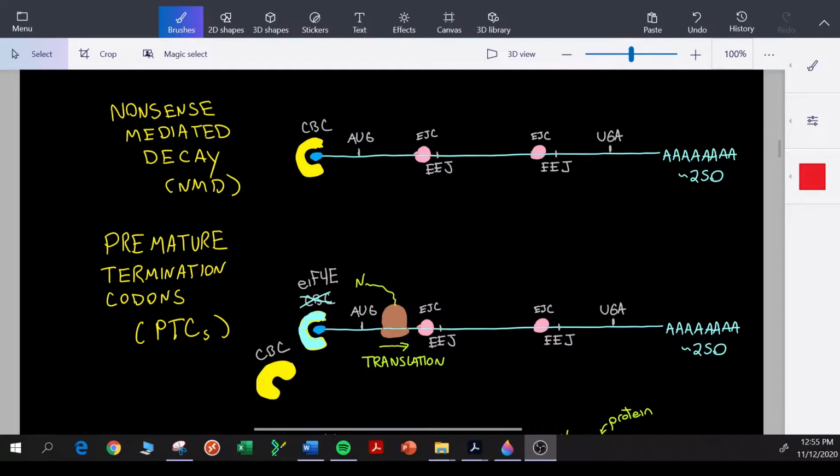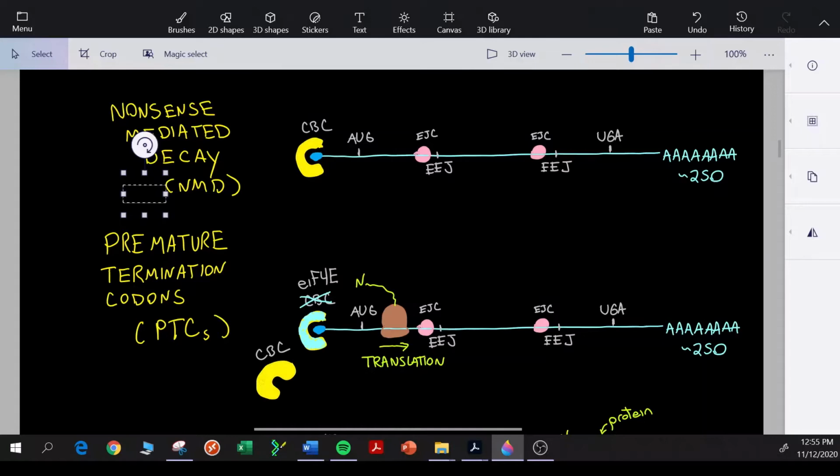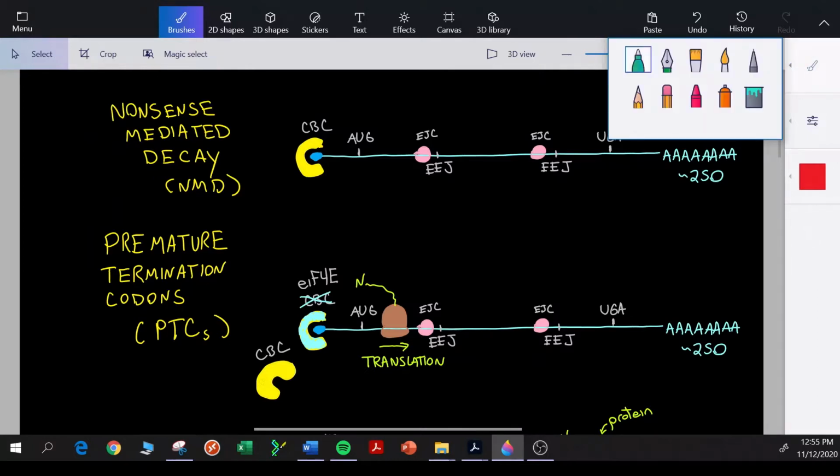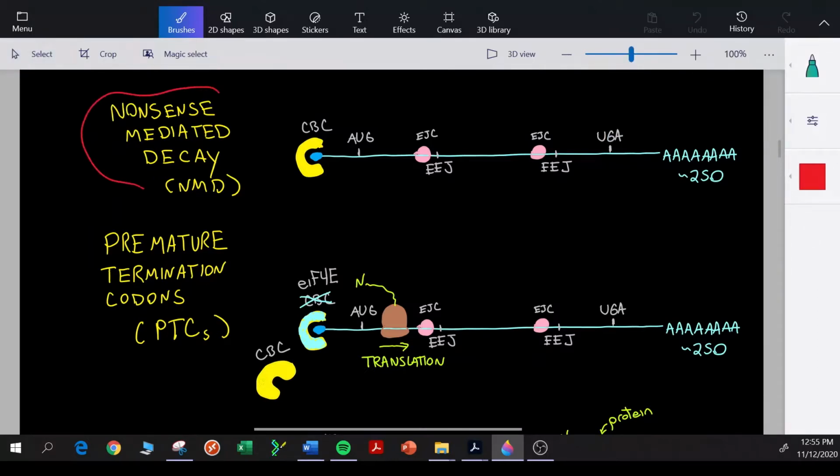So nonsense mediated decay, I lost my brush, sorry. Nonsense mediated decay, oh my god, what is going on? Okay, there we go. Nonsense mediated decay, NMD.